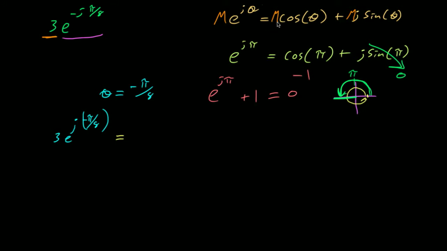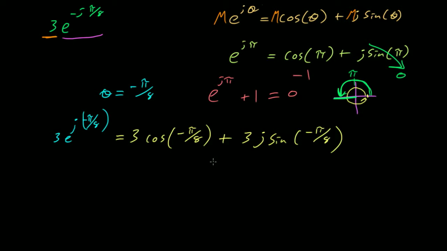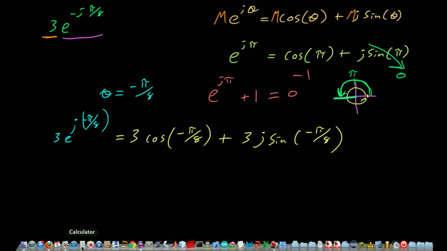going to be equal to, my magnitude is 3 times the cosine of that theta. My theta is minus pi over 8. And now I add that to my magnitude, which is still 3, 3 times j times the sine of my theta, times the sine of minus pi over 8. And now, this is the point where we can actually get out the calculator and maybe chug through this. So now, let me get the calculator.